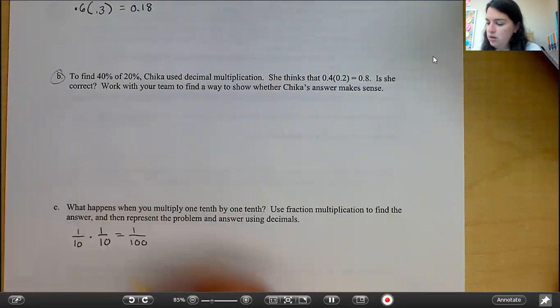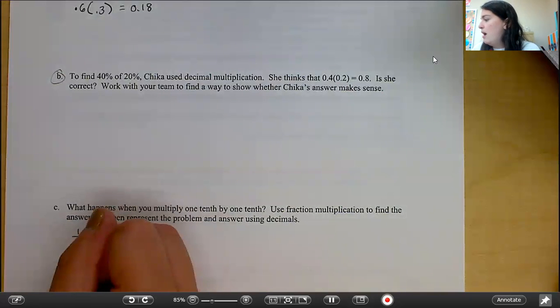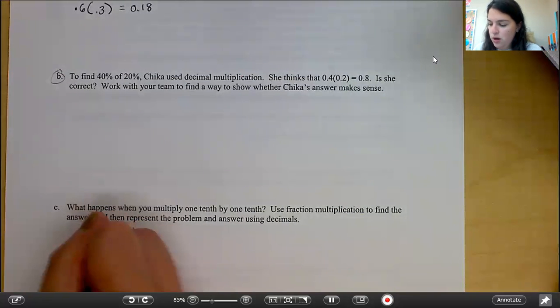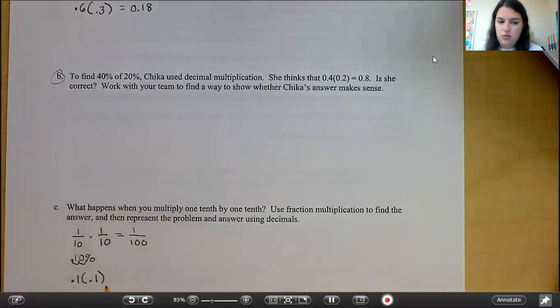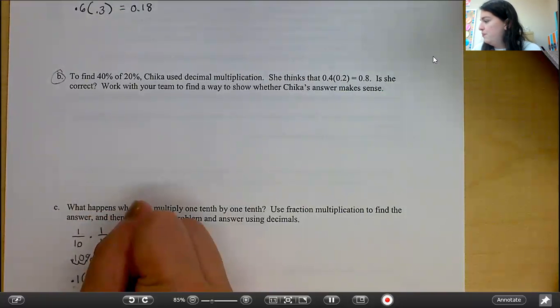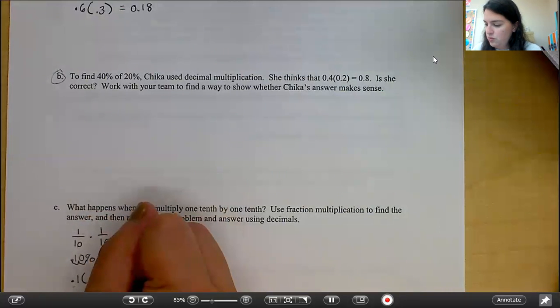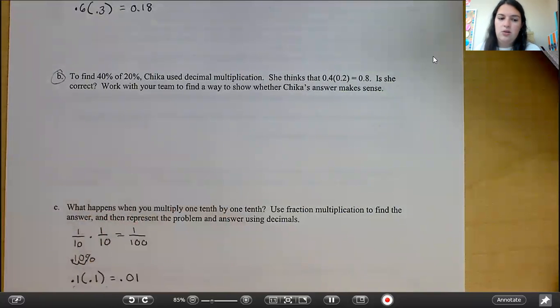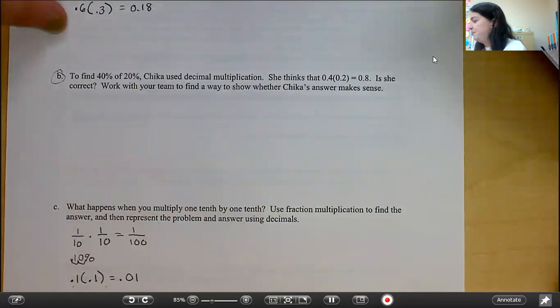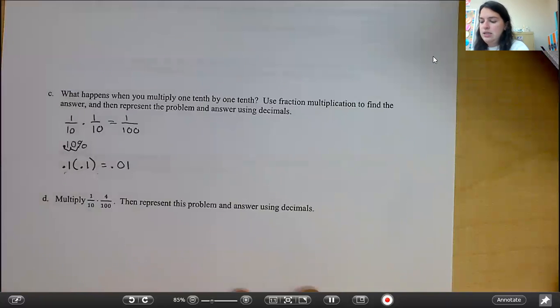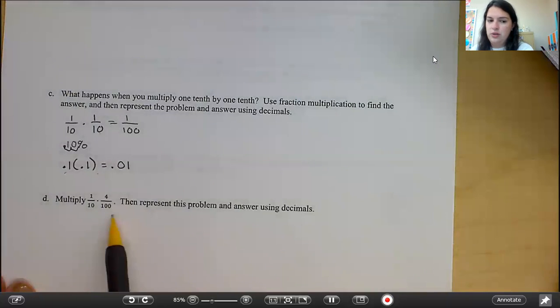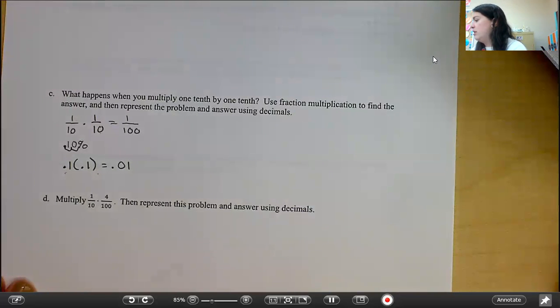So 1/10 is 10%. So move the decimal 2 to the left. It's 0.1 times 0.1. That's 1/10 times 1/10 equals 0.01 or 1/100th. D says multiply 1/10 times 4/100ths. Then represent this problem and answer using decimals. So go ahead and pause the video and answer part D.